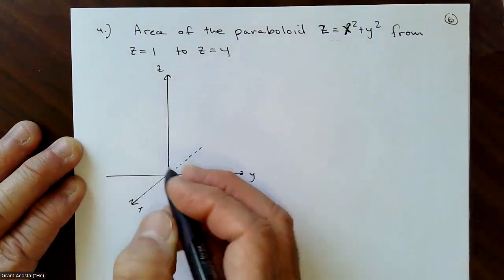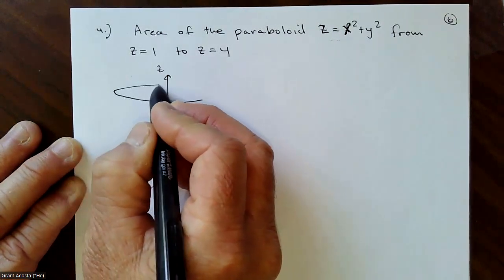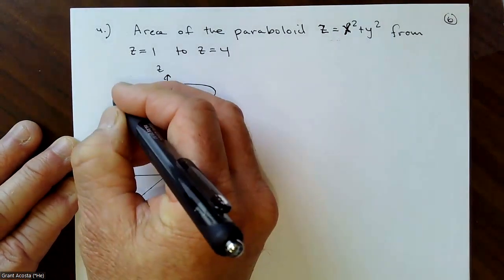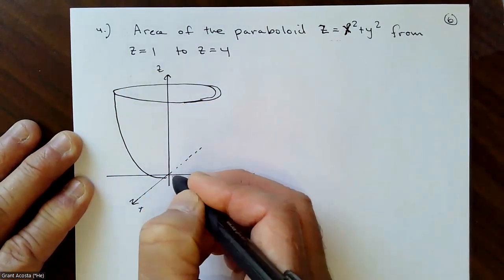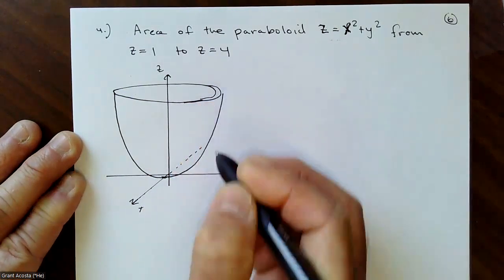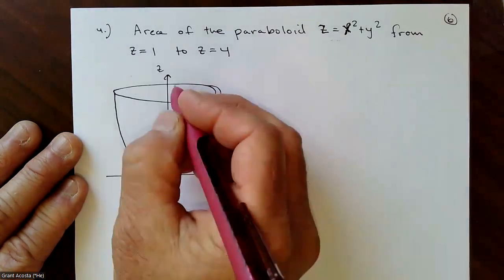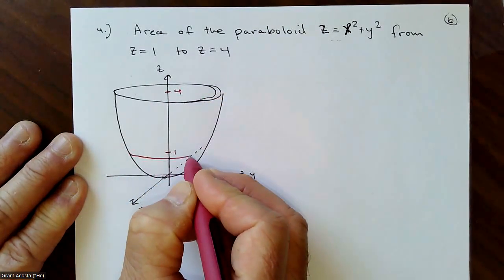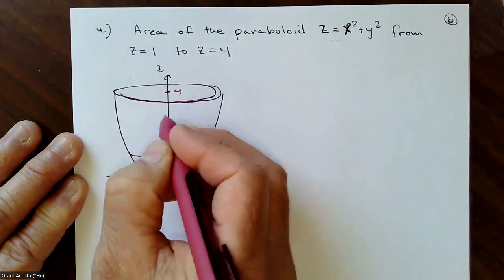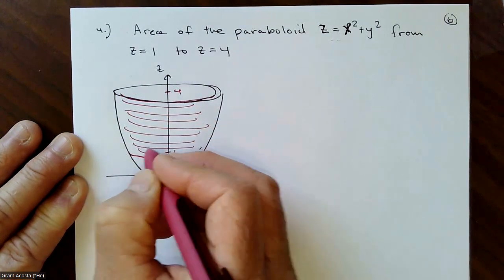That's one of our most common surfaces, a paraboloid opening up around the z-axis. Something like that. But we only want the surface area of this from z equals 1 to z equals 4. So let's say this is 4, this is 1. You have to kind of imagine a circle going around here to here. We just want this region, this area around the paraboloid. We don't want this part below that.